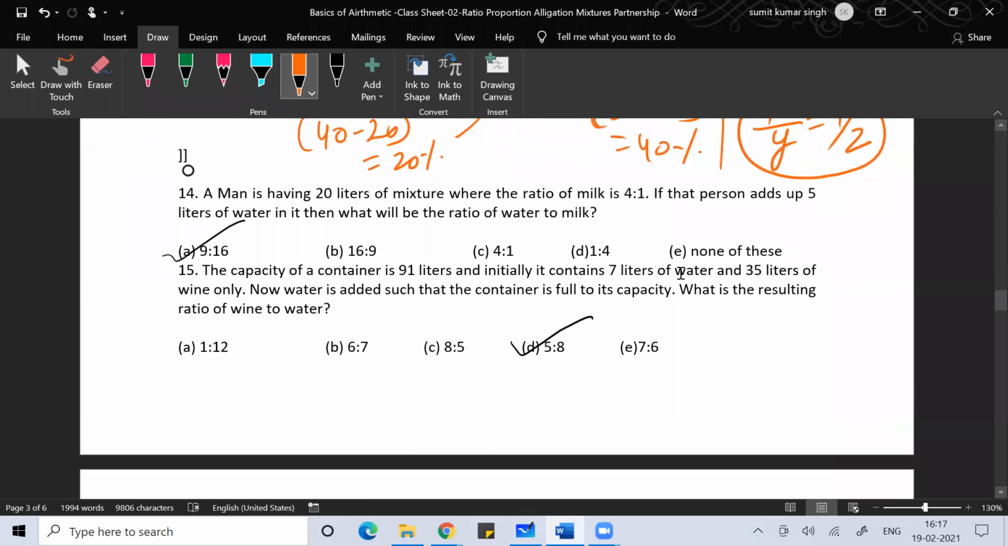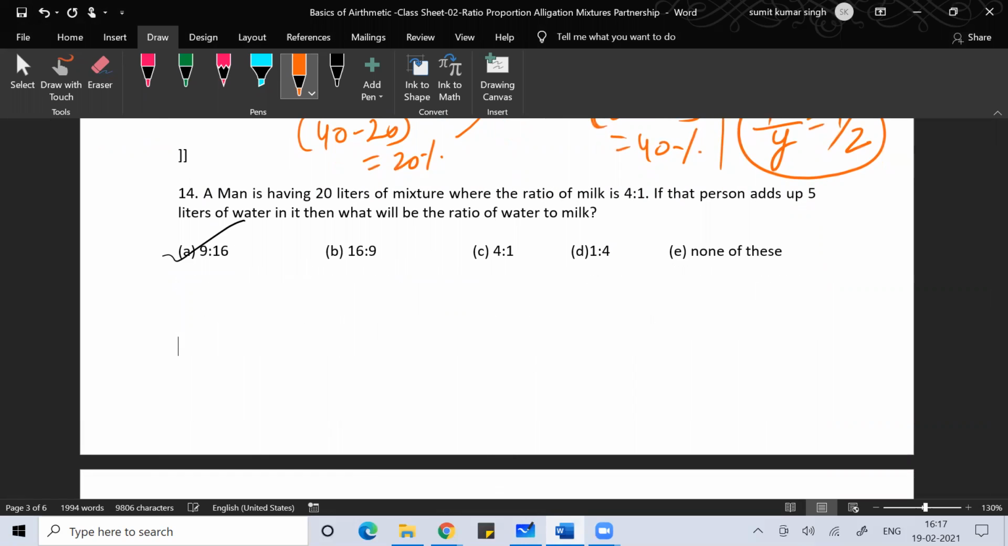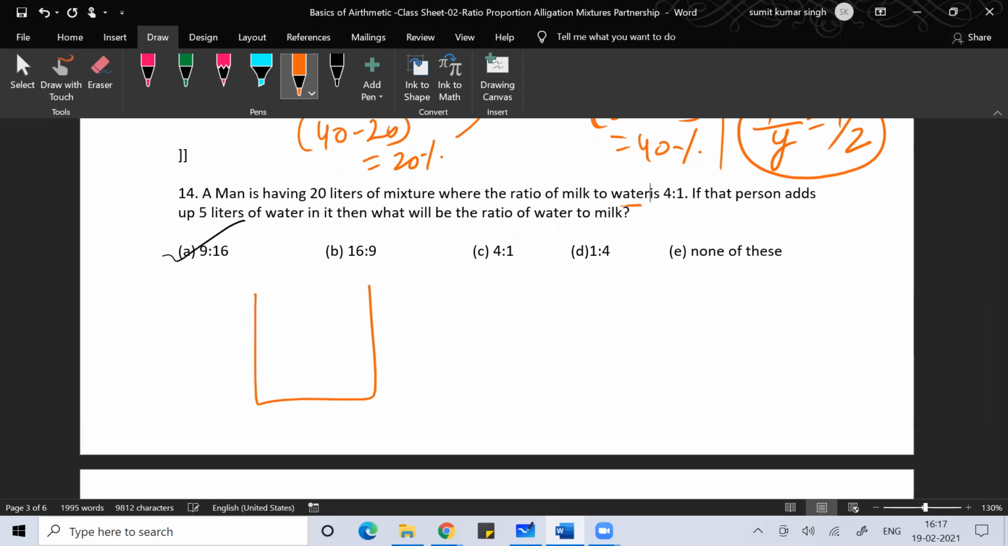Okay, so if you see question number 14, a man is having a 20-liter mixture of which the ratio of milk to water. The question is not complete. The ratio of milk to water is 4 is to 1. So the milk is 4x, the water is x, the total is 5x. The man is having 20 liters of mixture, then the ratio of milk to water is 4 is to 1.